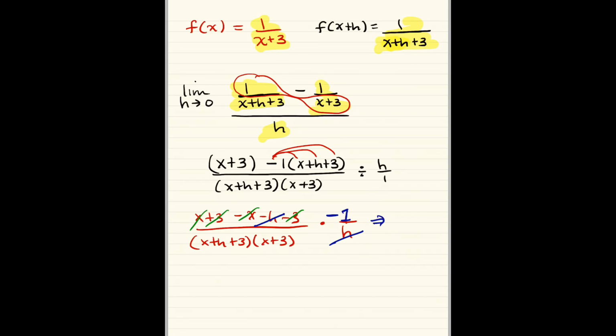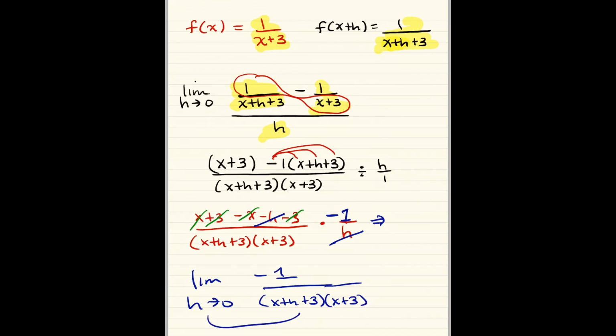And then I'm going to have the limit as h approaches 0 of negative 1 over x plus h plus 3 times x plus 3. This goes to 0, so you're left with 2 of those on the bottom, right? X plus 3 times x plus 3. Well, that's x plus 3 squared. So guys, these are the 3 types of examples that we typically use for the definition of a derivative.